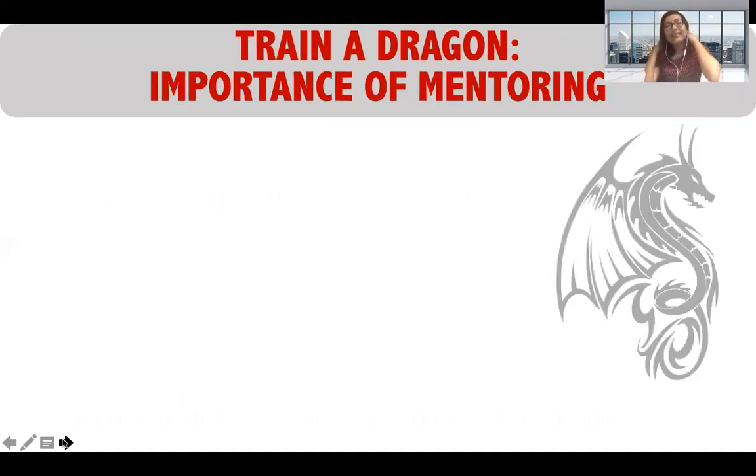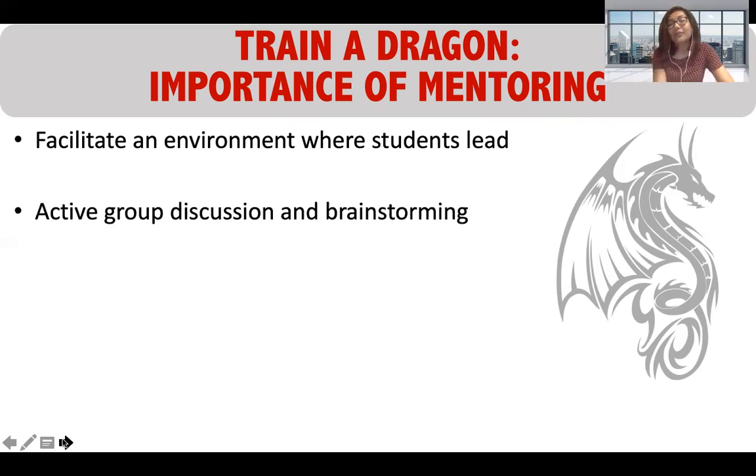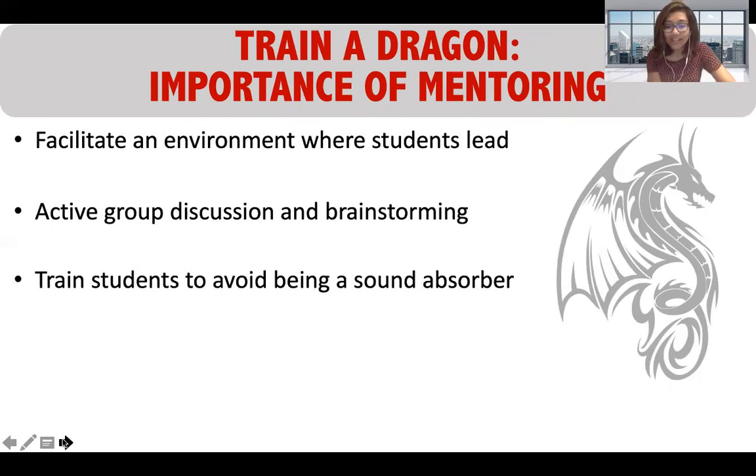What's the third thing? The third thing is you want to go to a place where you're being mentored to become successful. As a professor, I would like to facilitate an environment where students learn how to lead. So what I do is I make sure that there is active group discussion and brainstorming where students feel comfortable talking about their ideas and the pros and cons of each idea. I particularly make sure that the students don't become a sound absorber.